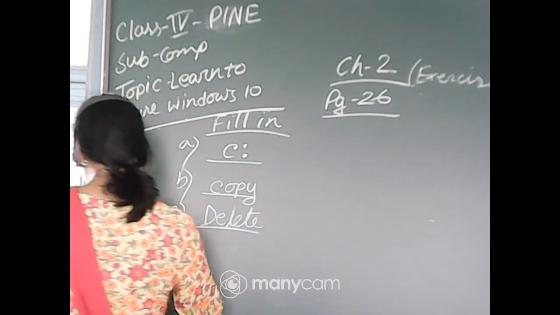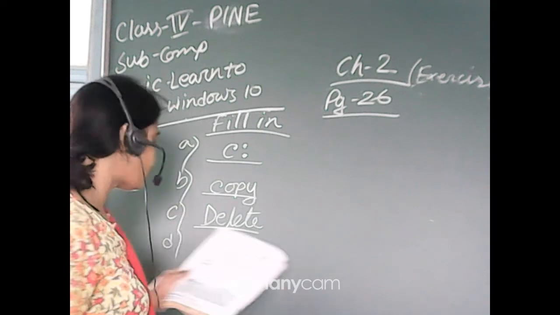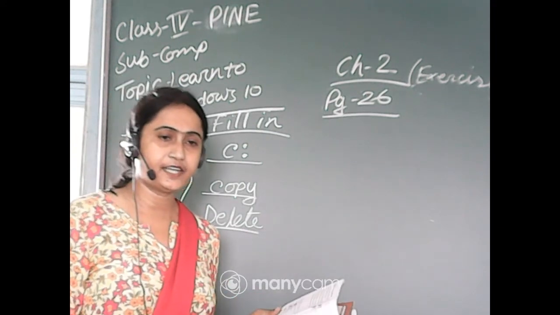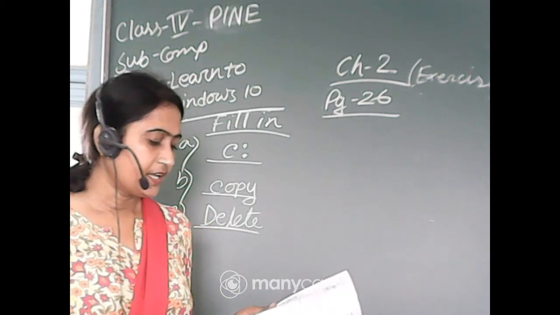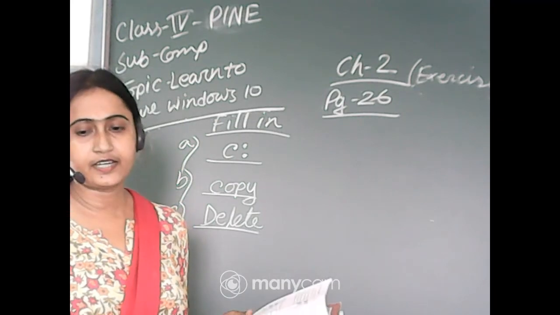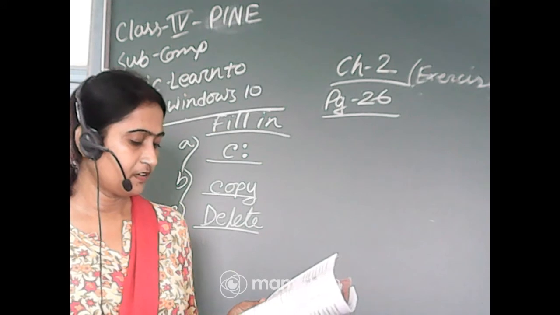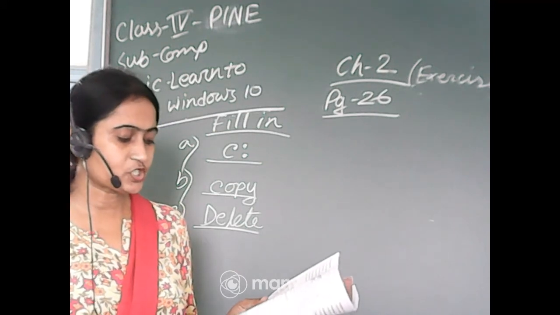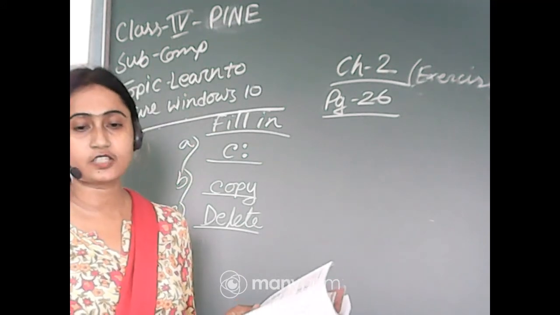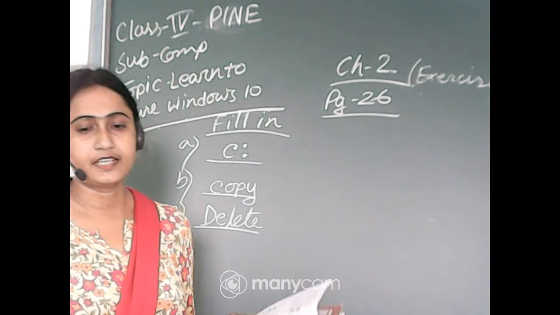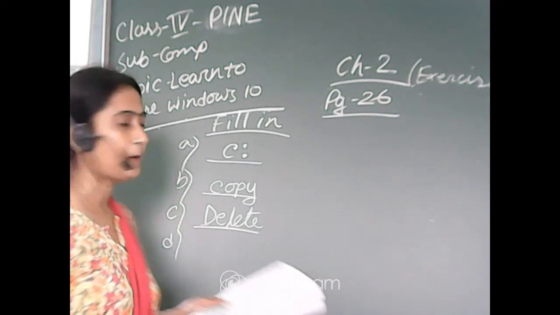Delete. Next, number D. Related information stored together is called a dash. Yes, Zerin, you are correct. Related information stored together is called a file.